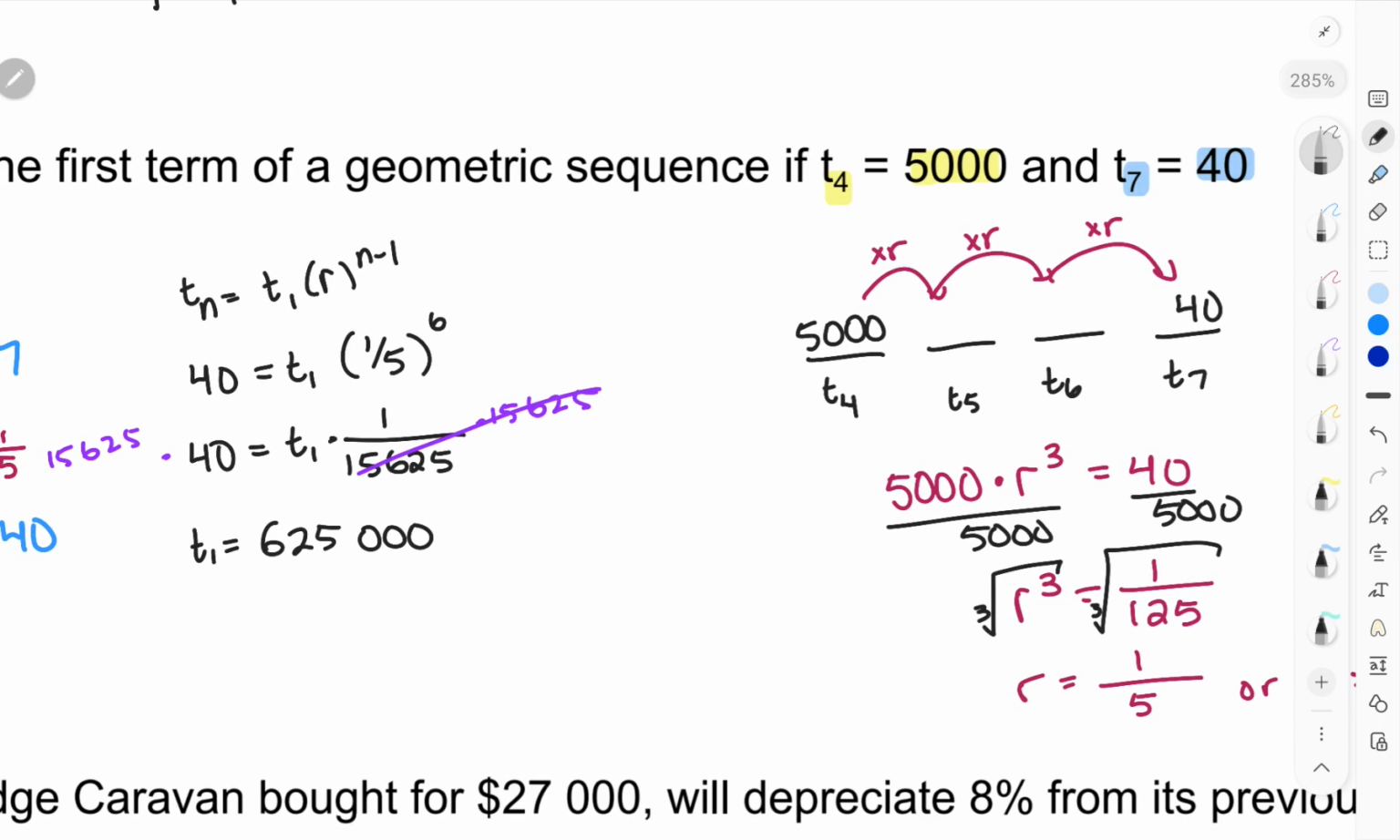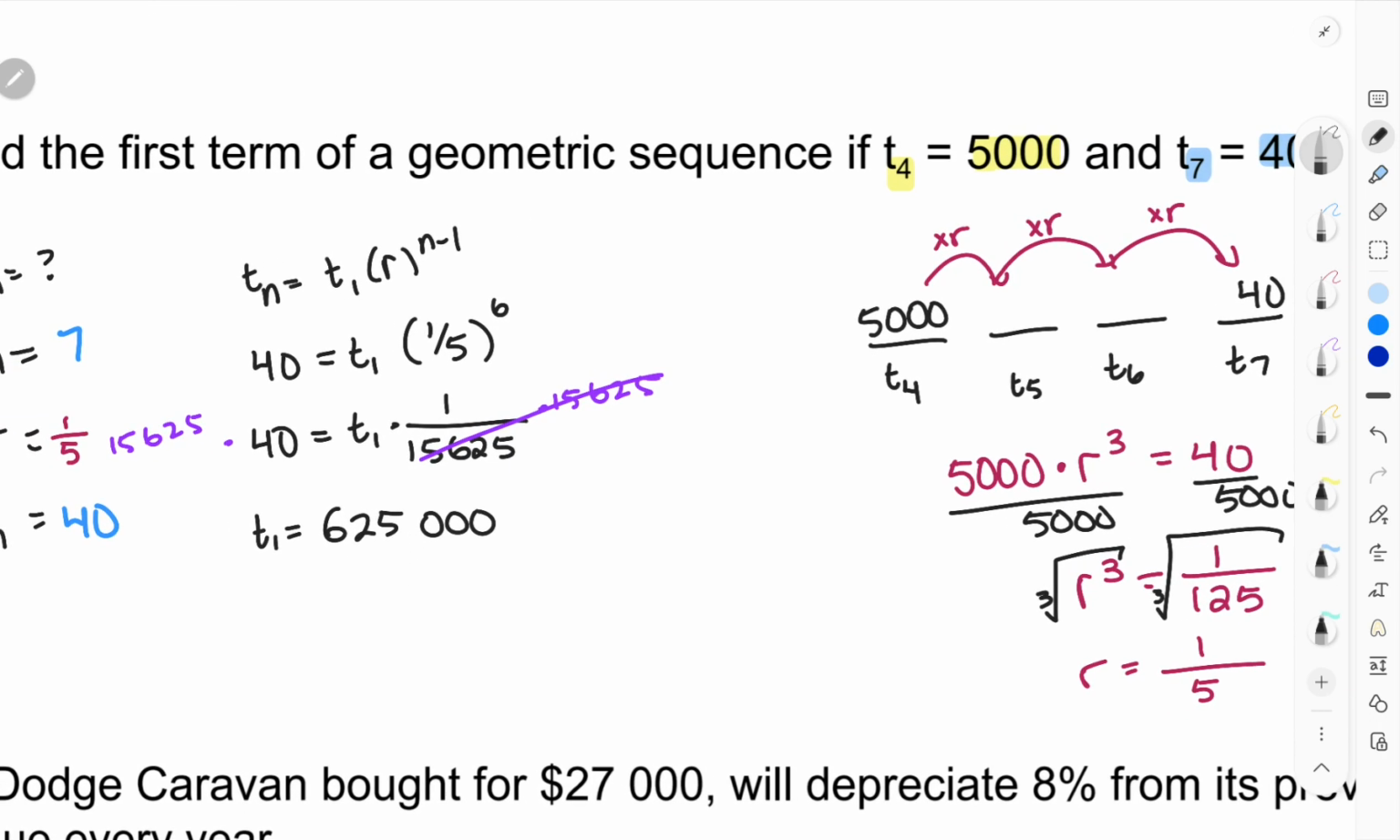Which makes sense, right? Because if I'm cutting this thing into a single fifth, if I'm taking only 20% of this value each time, by the 4th term, I'm at 5,000. By the 7th term, I'm at 40. It makes sense that I started at a much larger number.